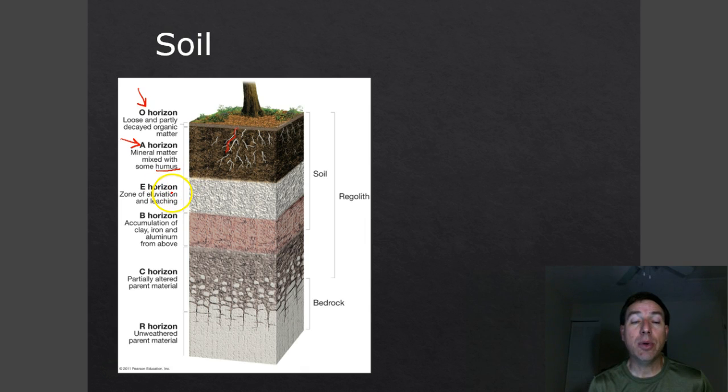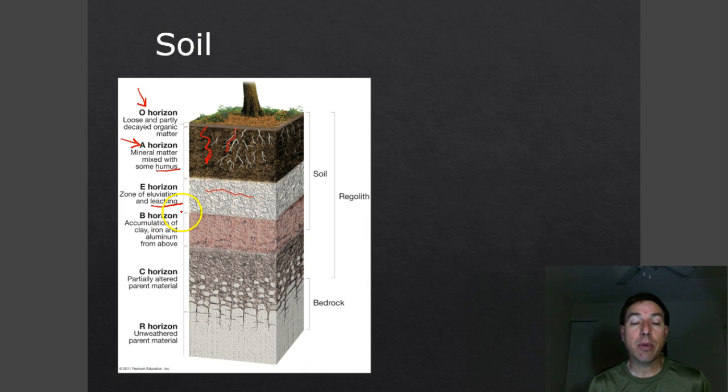After that, we get into an area called the E horizon. Now, the E horizon is also known as a zone of leaching. This is because as rainwater percolates down through the A horizon, it brings down some of the nutrients and some of the minerals that are in that. And it brings it down to this next layer, and those things get stopped in this layer here.